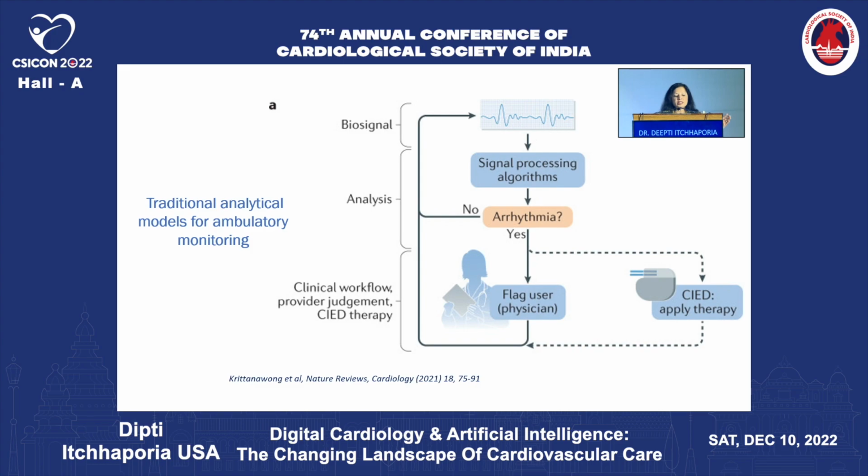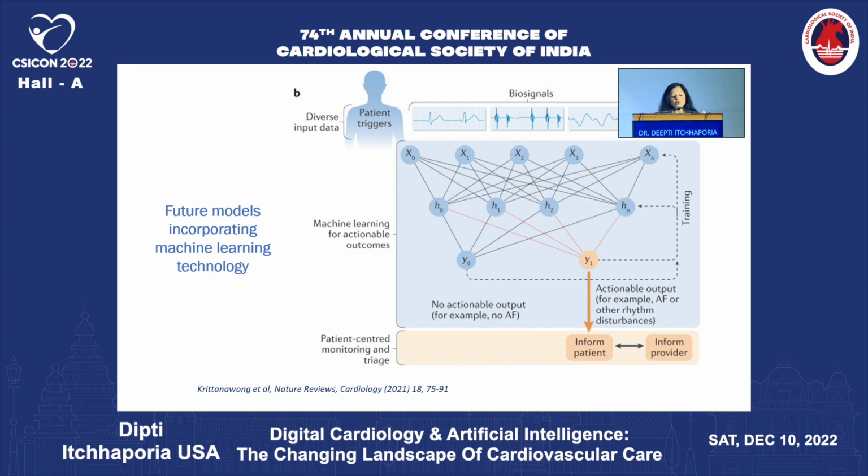And so traditional analytic models for ambulatory monitoring take a signal, process it, put it through an algorithm, and then say to the physician, hey, there's a problem here. When you think about the cardiac implantable electronic devices, that's how the devices got their signal and were able to apply therapy. But now, all these new models are using machine learning technology, so they're taking multiple data sets and then producing an actionable output that informs the patient as well as the physician. So it's a slightly different way of processing, but able to look at multiple data to make a decision and not just one data set.